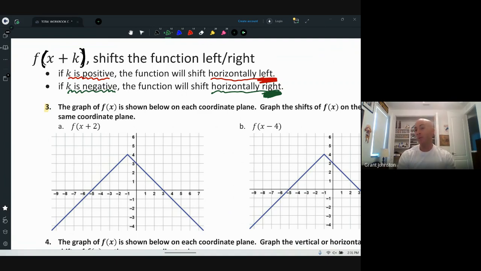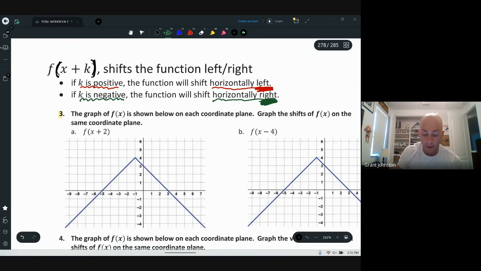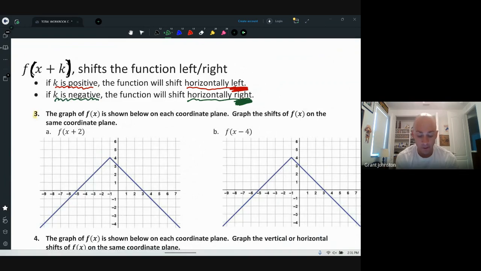So it's kind of like when we dealt with absolute value and vertex form. It's the opposite of what's in the parentheses. So let me show you a couple examples. The graph of f of x is shown below in each coordinate plane. Graph the shifts of f of x on the same coordinate plane.